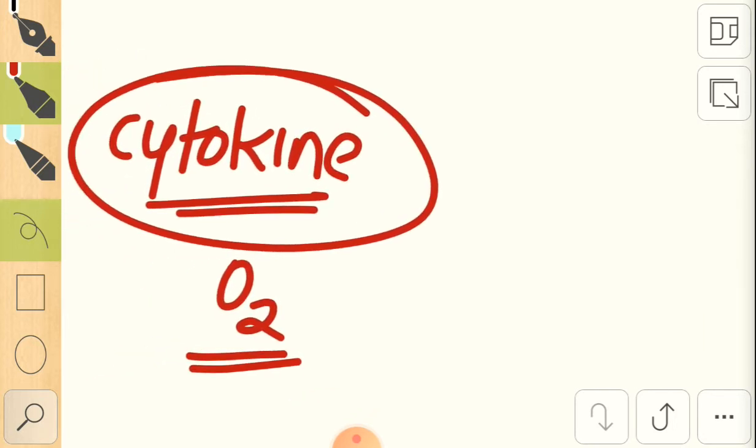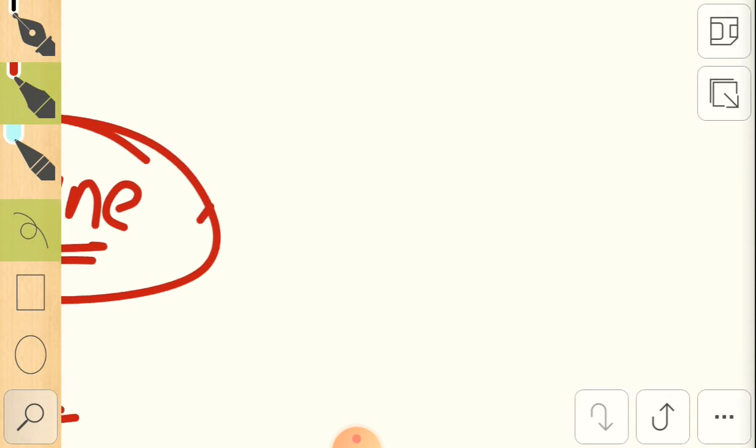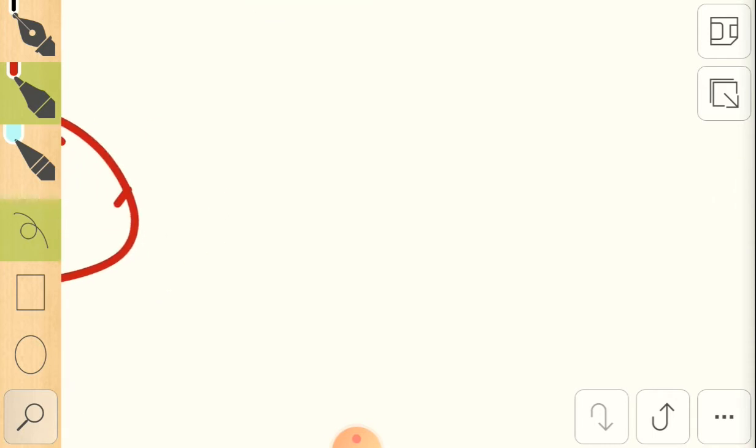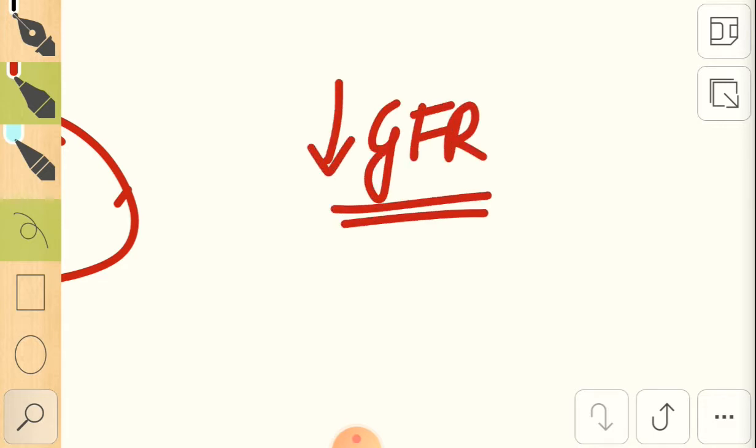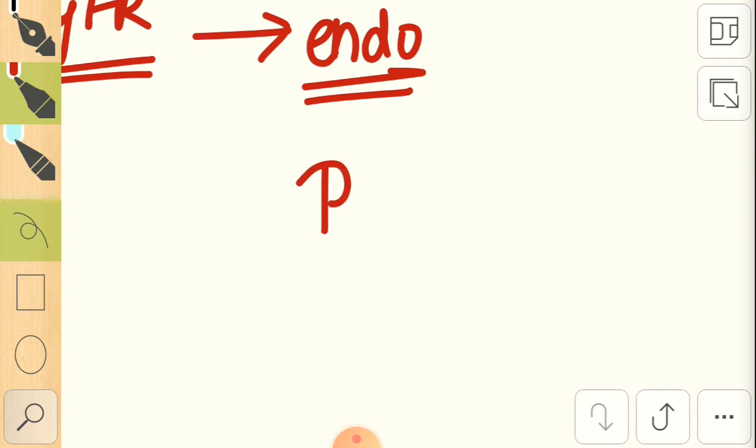Hence, there will be increased sensitiveness of the blood vessels in different parts of the body to vasopressors like angiotensin II. And that is why this vasospasm can occur in the vasculature of the kidneys, and therefore there will be decreased GFR. And because of increased resistance, there will be endothelial damage even in the kidneys. And this leads to the next manifestation called proteinuria.